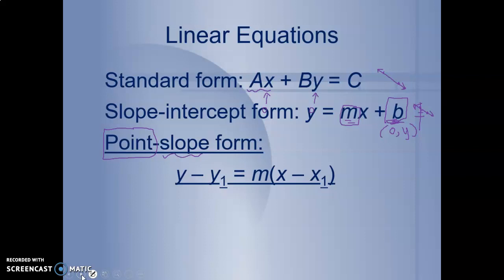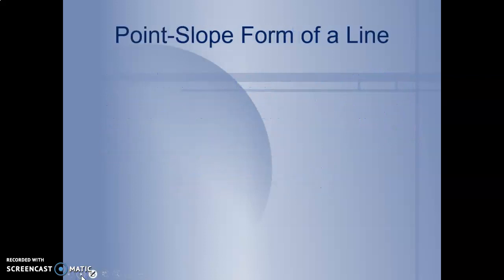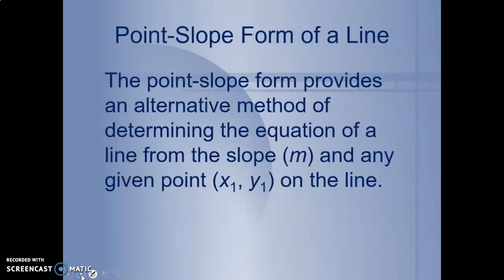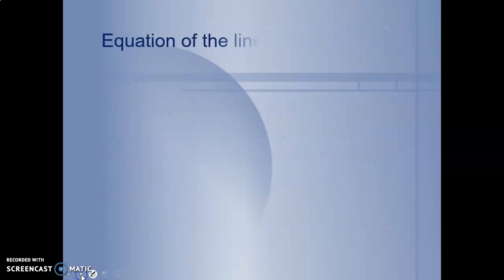y minus y1 equals m times x minus x1, where our x1 and our y1 represent the point that we know, and our m still represents slope. This y and this x are the variables that are going to stay in the equation. The point-slope form provides an alternative method of determining the equation of a line from the slope and any given point on the line. We could use the y-intercept, but typically we use this when we don't know an intercept.